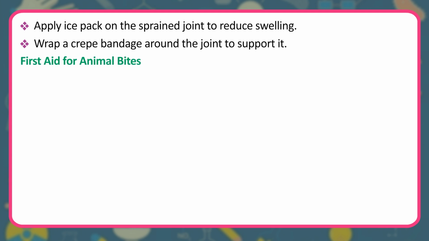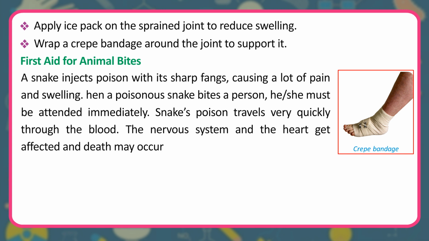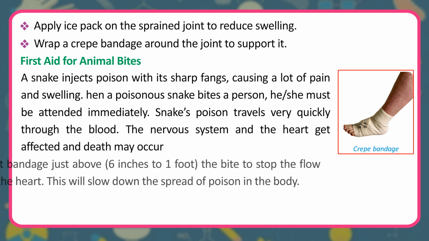First aid for animal bites. A snake injects poison with its sharp fangs, causing a lot of pain and swelling. When a poisonous snake bites a person, he or she must be attended to immediately. Snake's poison travels very quickly through the blood, the nervous system and the heart get affected, and death may occur.